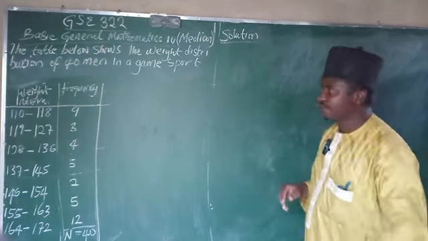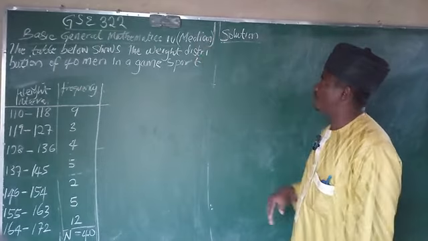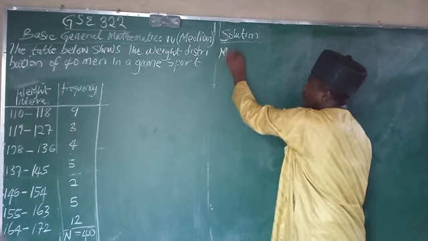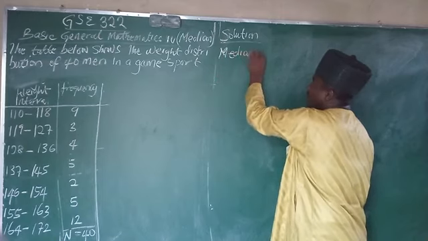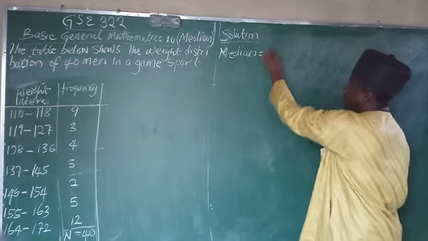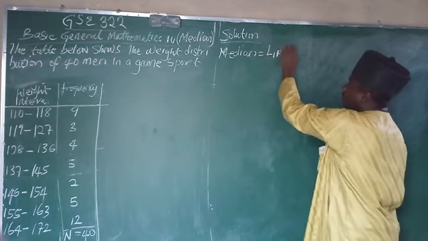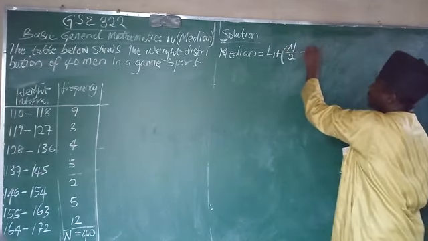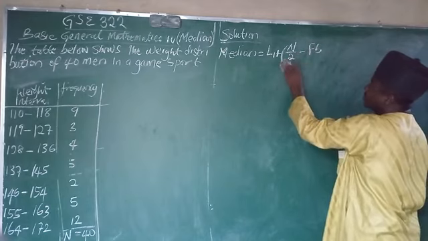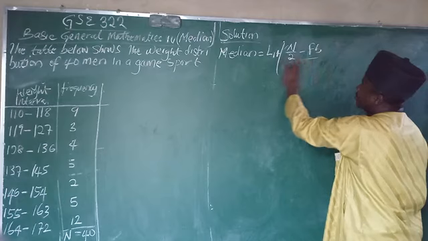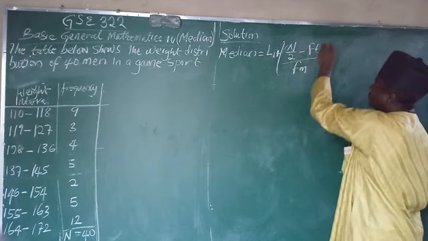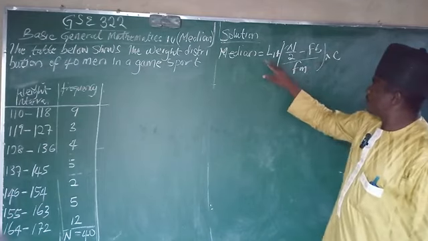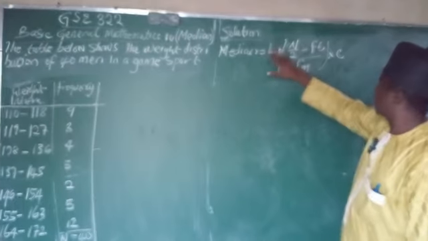The solution is, we first have to write the formula for finding the median of group data. The formula for finding the median of group data is given by L1 plus open bracket n over 2 minus FB over FM, times C.